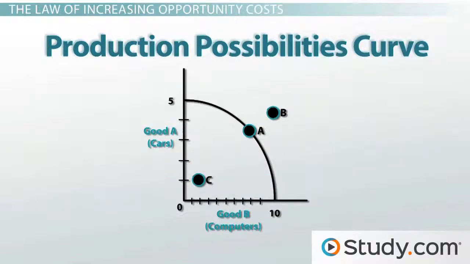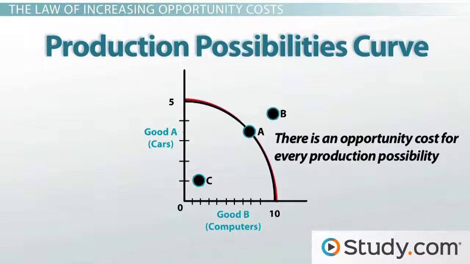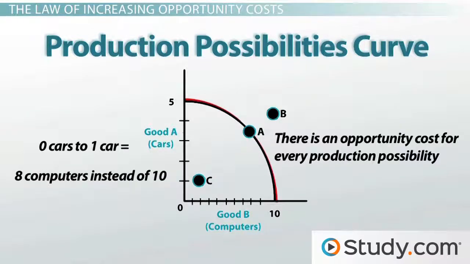So why is the production possibility curve bowed outwards? To answer this, let's talk about what's happening when we make a move from one point on the curve to another. The curve represents the fact that there is an opportunity cost for every production possibility. If we want to switch from producing 0 cars to 1 car, we know that we could only produce 8 computers instead of 10. The opportunity cost of this switch is the value of what we gave up to get it, which in this case means we would have to give up the opportunity to produce 2 computers, or at least this is how we've been simplifying it.